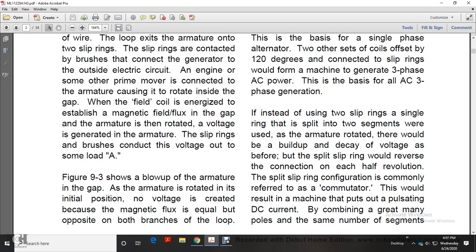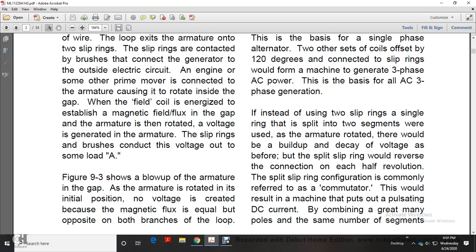Instead of using two slip rings, a single ring split into two segments can be used, where the armature rotates and builds up and decays the voltage before the split ring reverses the connection on each half of the rotation. This slip ring configuration is commonly referred to as the commutator.